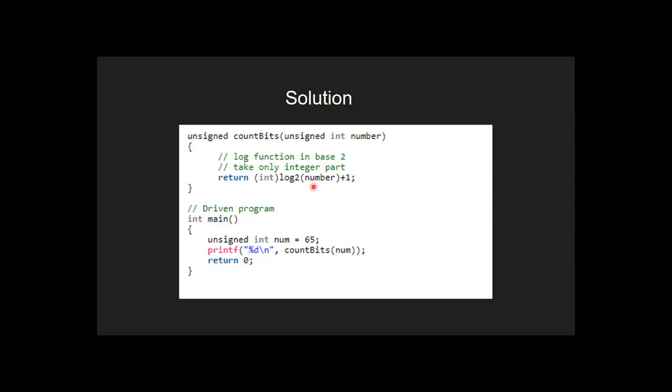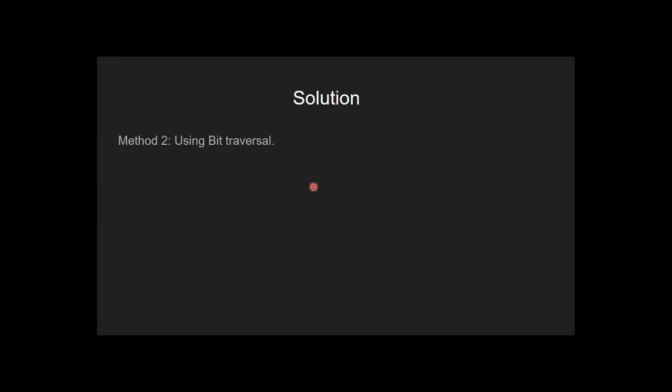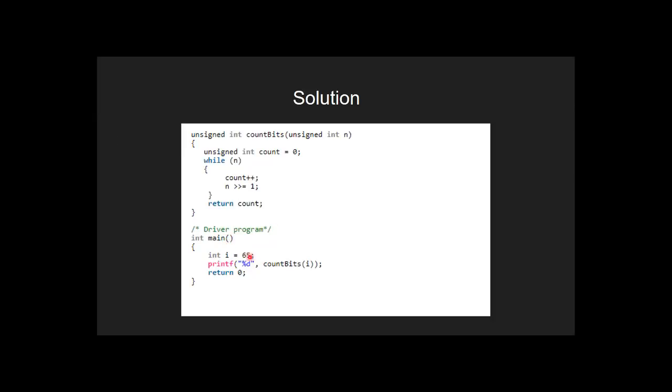Let's see another approach. In the second approach, we are going to use bitwise traversal. Let's see the code for it. Here inside the main function, we call countBits function and pass the value of 5 to it. Inside the countBits function, we initialize the variable count with value 0. It counts the number of bits in n.